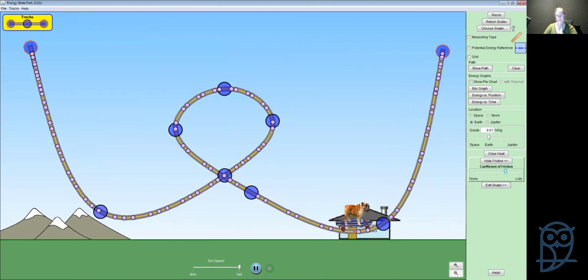Okay, so those are the things I wanted to show you guys. And the website is phet.colorado.edu, where you can get all of these simulations. And their simulations are free to use for any educational purposes.